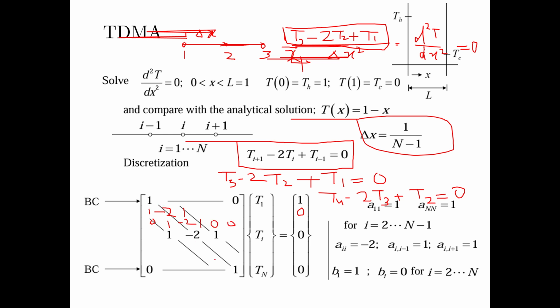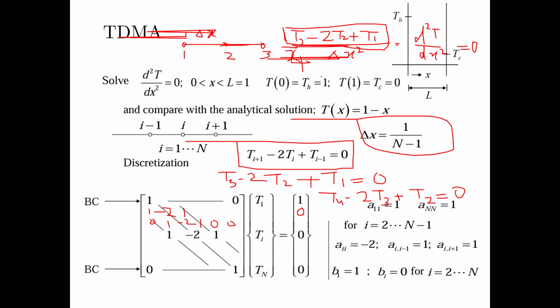Similarly, I will get a structure. So it's a tridiagonal matrix. That is, we will be getting 1 minus 2 1, 1 minus 2 1 0 0 0, 1 minus 2 1 0 0. And this will be the vector of unknowns t1, t2, t3 up to tn, and then we will have the constants over here, the b vector.